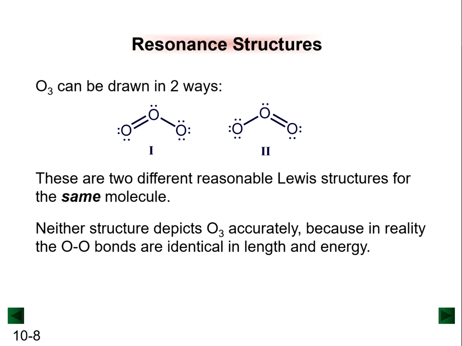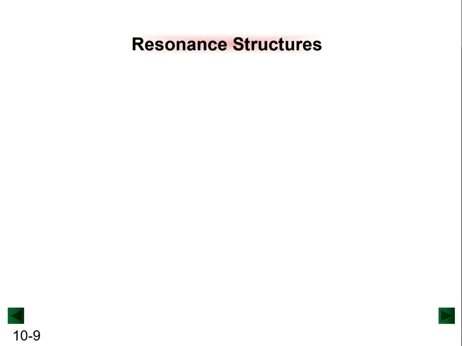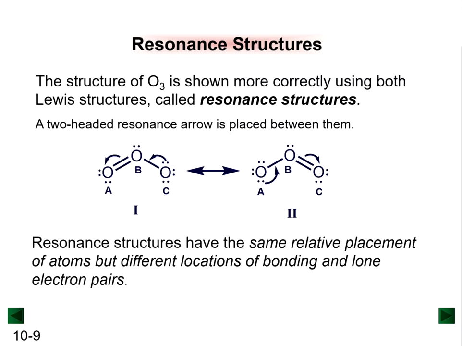And it turns out neither one is really accurate because both oxygen-oxygen bonds turn out to be equal in length. And they both turn out to be the same bond energy. And it also turns out neither one's as strong as a single bond and neither one's as strong as a double bond. It's actually in between. So the structure of ozone is more correctly shown using both structures.